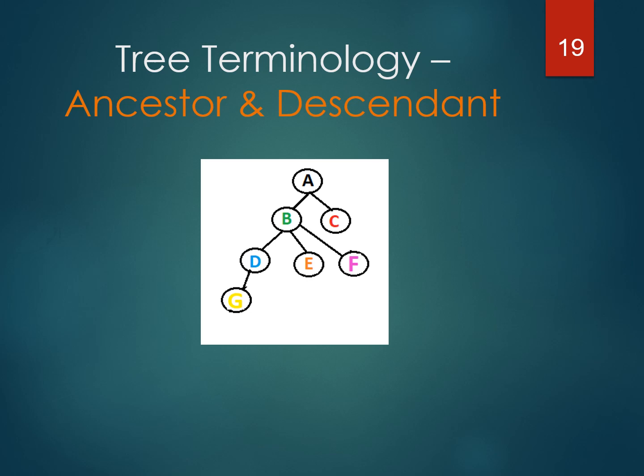Ancestors and descendants. If you take any node, say for example B, for B the ancestor is A. The descendants of B are D, E, F. So the children and below are the descendants, and parent and above are the ancestors. By definition, if there is a path from A to B, then A is an ancestor of B and B is the descendant of A.